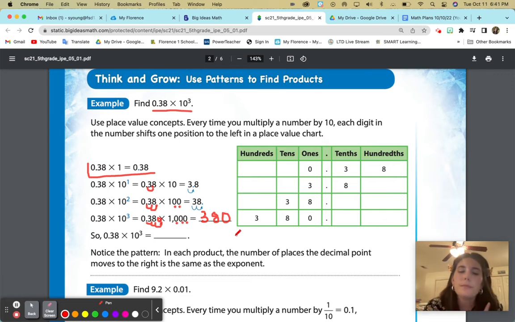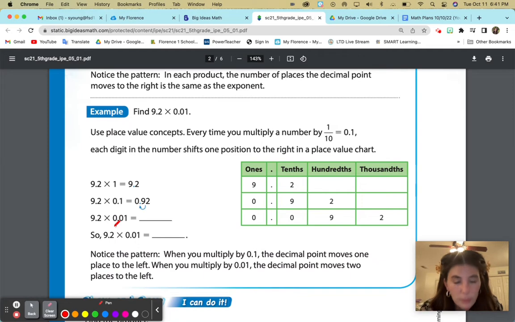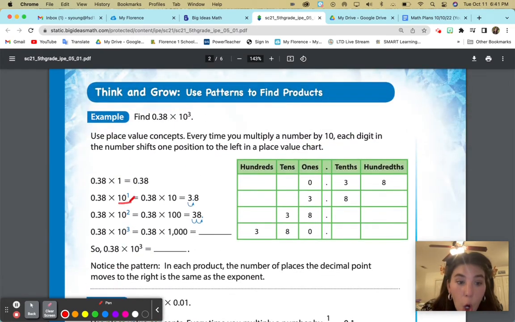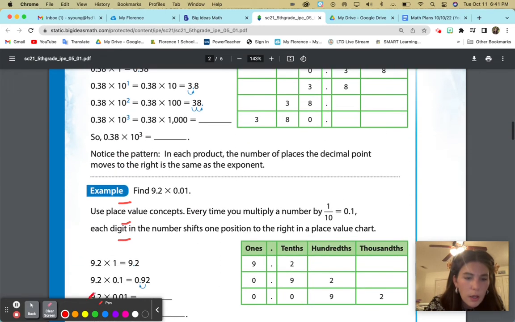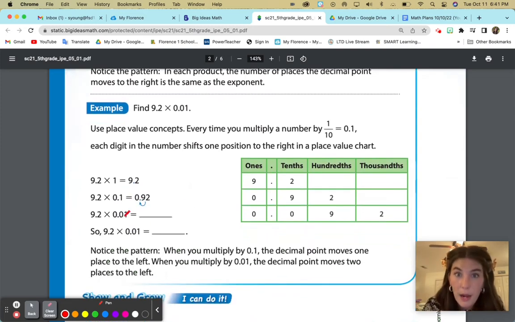Now, here's what I'd like for you to do. I'd like for you to look at this example because, friends, something switches up here. I want you to notice this. Up here, I was multiplying by whole number powers of 10. Of course, my products got bigger because when you multiply by whole numbers, you get larger. Well, friends, look down here. What do you notice? Because I'm now multiplying by decimal powers of 10.